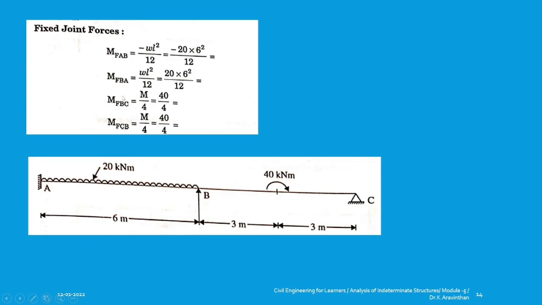And what is the formula? M by 4. What is M? M is the moment, so 40 by 4 is your formula. If in case this is an anticlockwise moment, your formula will change into minus M by 4 and minus M by 4 at both sides. This is the difference between a uniformly distributed load or point load, versus a load given in terms of a couple or moment. Now your answer would be minus 60, plus 60, and both are plus 10.